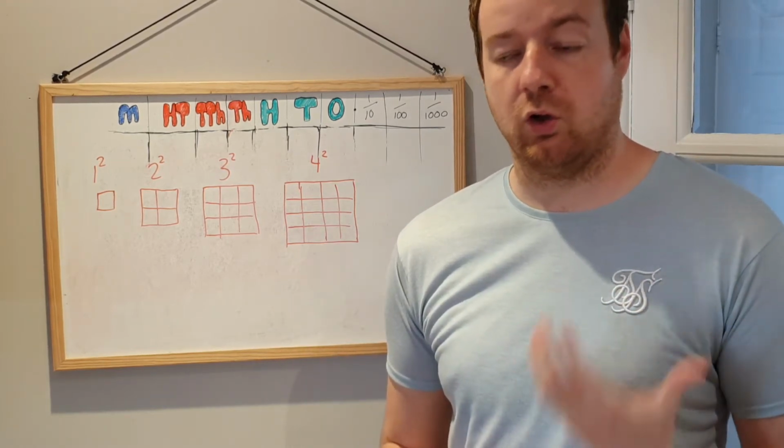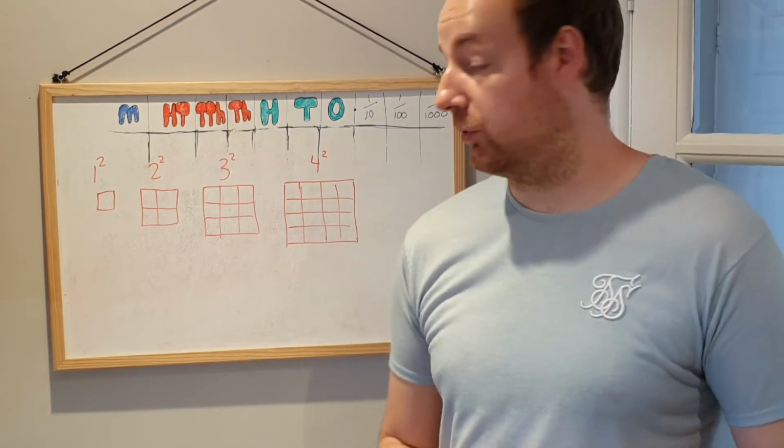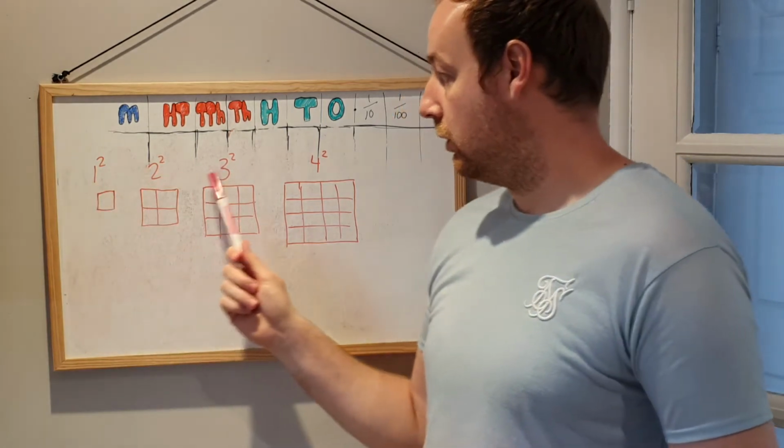So some numbers had odd numbers of factors. And we're going to look into those numbers a little bit more today. So on the board, you can see that I've put in 4 numbers already.